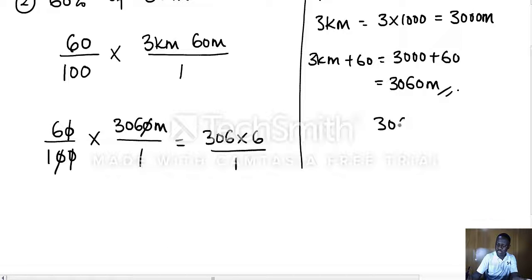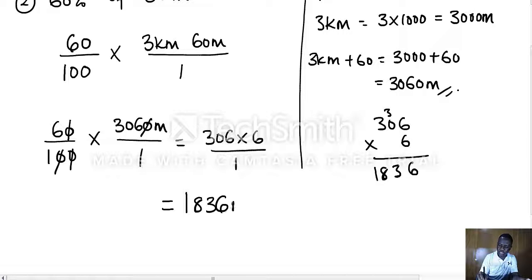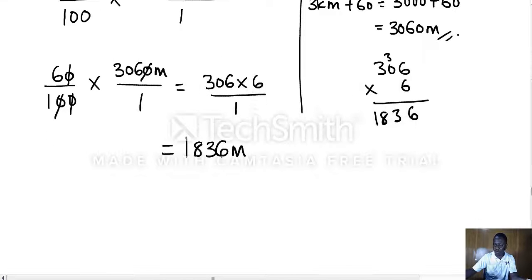So 306 times 6 is equivalent to what? 6 times 6 is 36. You write down 6 and carry 3. 6 times 0 is 0 plus 3 is 3. 6 times 3 is 18. So therefore, 60% of 3,060 meters is equivalent to 1,836 meters, which you can then convert back to kilometers and meters.